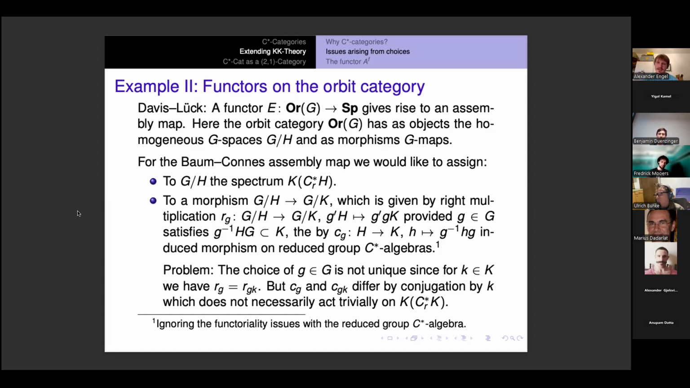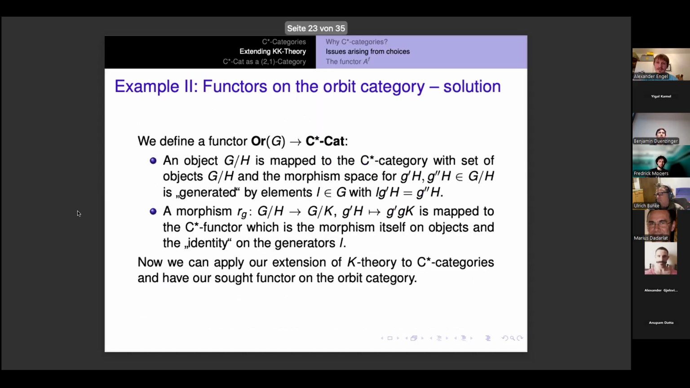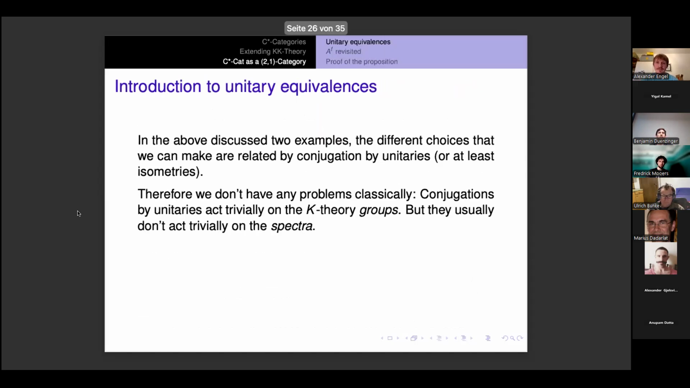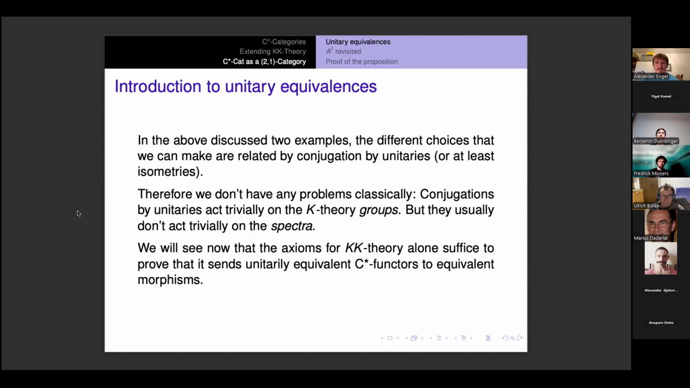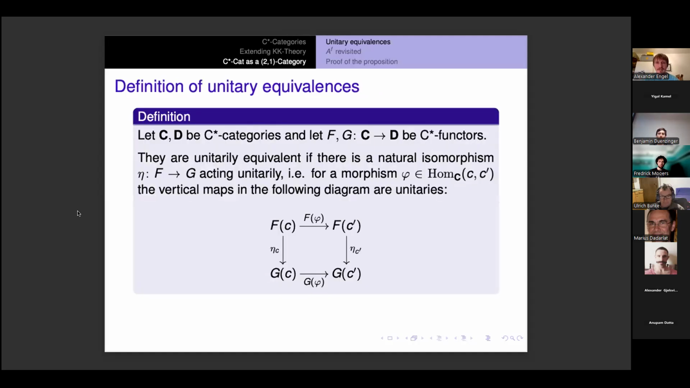And we can actually even show this for C-star categories, so for the extension of K-theory and KK theory to C-star categories. And that's what I want to basically prove to you now. So therefore, first, I have to define what in a C-star category a unitary equivalence is.